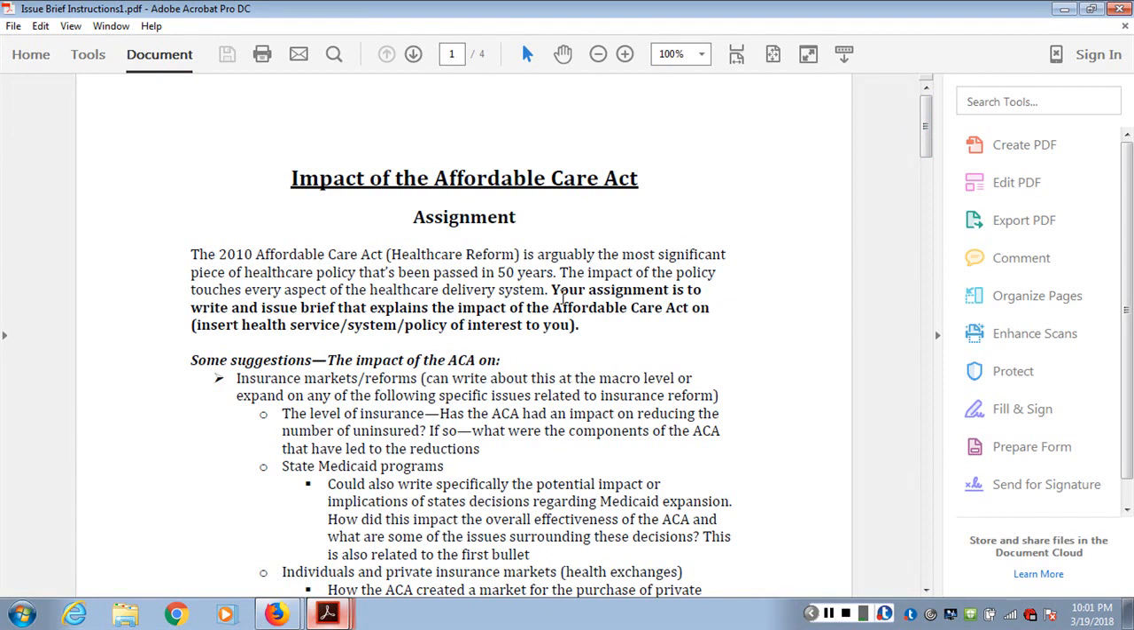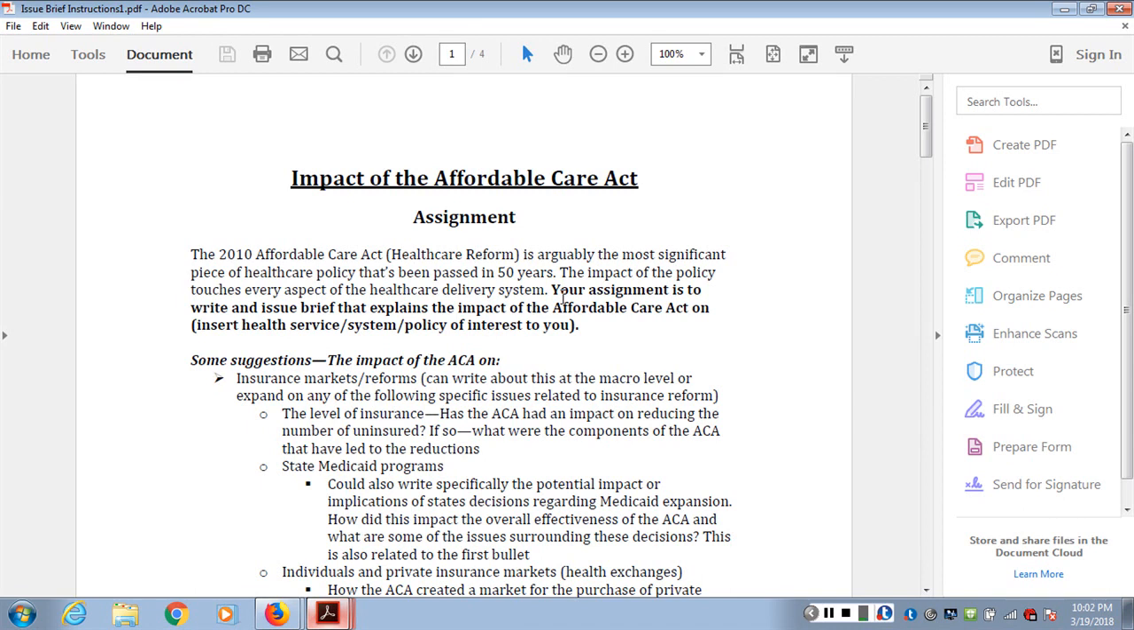Your assignment for your issue brief is to pick any issue in healthcare. You could pick heart disease in women, you could pick value-based purchasing, mental health, or AIDS treatments. You can pick any topic that exists out in healthcare and tell me what effect the Affordable Care Act had on that topic.